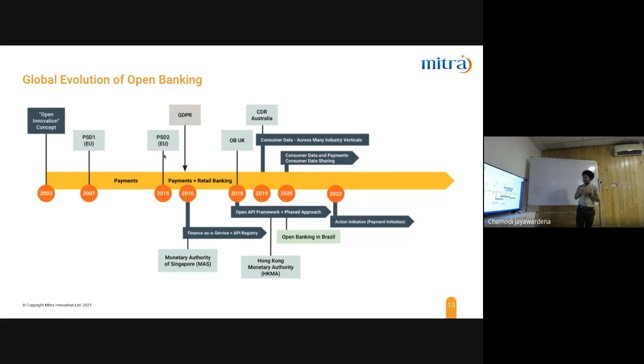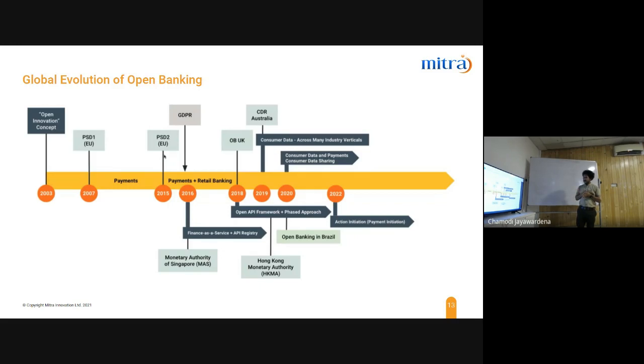Here it is mentioned that the open innovation concepts appeared in 2003, when the Payment Service Directive came up in Europe. It was in 2007, but the implementation came up in 2015. So that's the first one, Europe, and thereafter we have the General Data Protection Regulation as well, to protect the customer's data. That's also Europe.